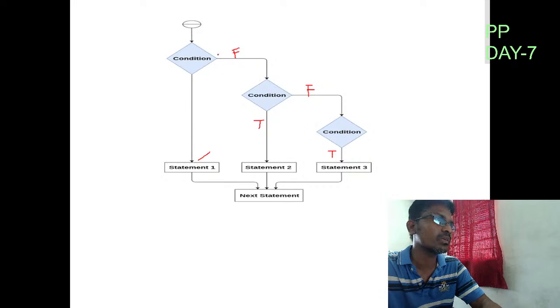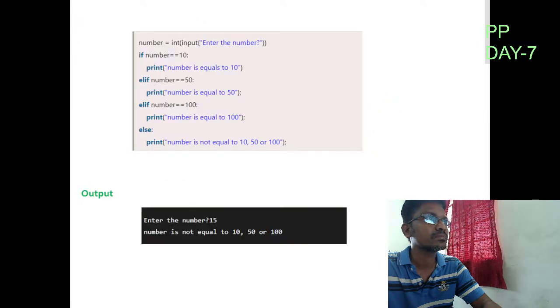So it will look like steps, like a ladder. That's why it is called an if else if ladder. So this is an example of an else if statement in Python.